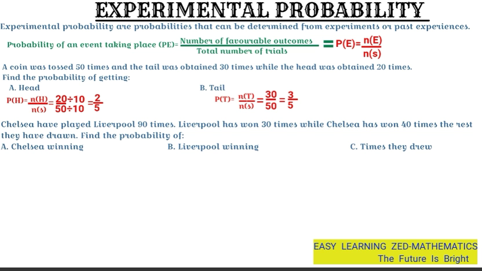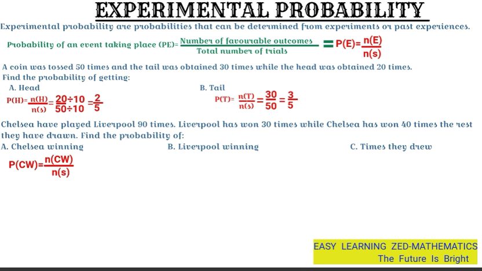So, Chelsea have played Liverpool 90 times. Liverpool has won 30 times, while Chelsea has won 40 times. The rest, they have drawn. Find the probability of Chelsea winning. Okay, so we want to find the probability of Chelsea winning. So we're going to write probability of Chelsea winning is equal to the number of Chelsea wins divided by the total number of games played.